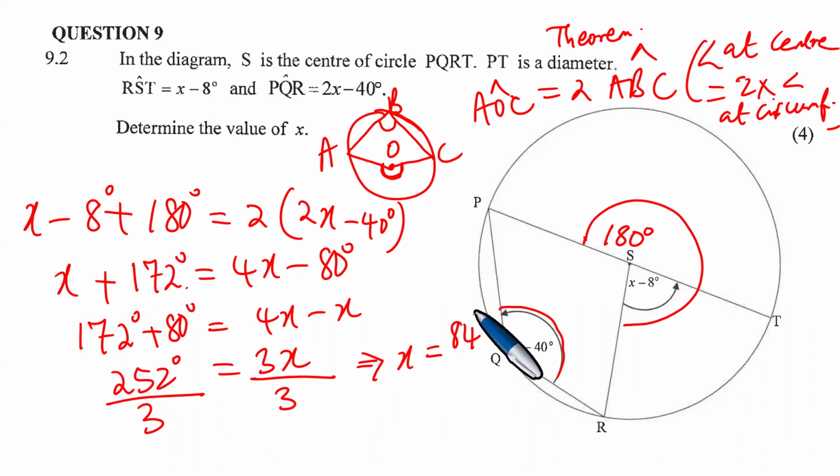Well done. The examiner said, determine the value of x, and we can see that x equals 84 degrees. We've been able to solve this using this theorem. That is, angle at center equals 2 times angle at circumference. Next question.